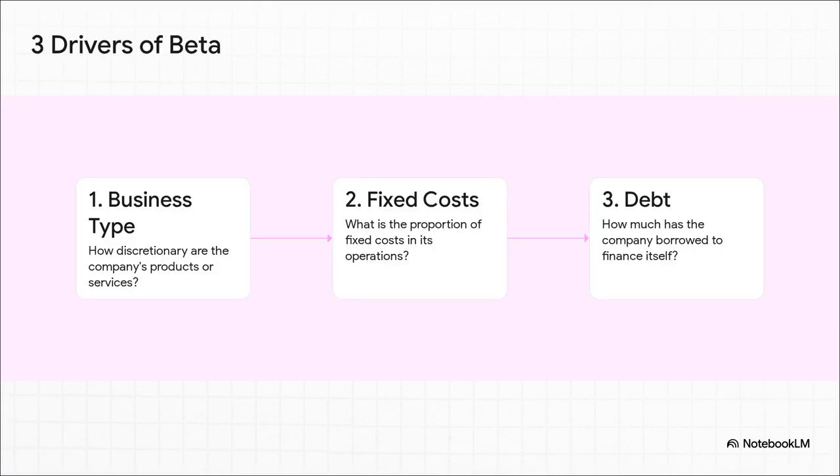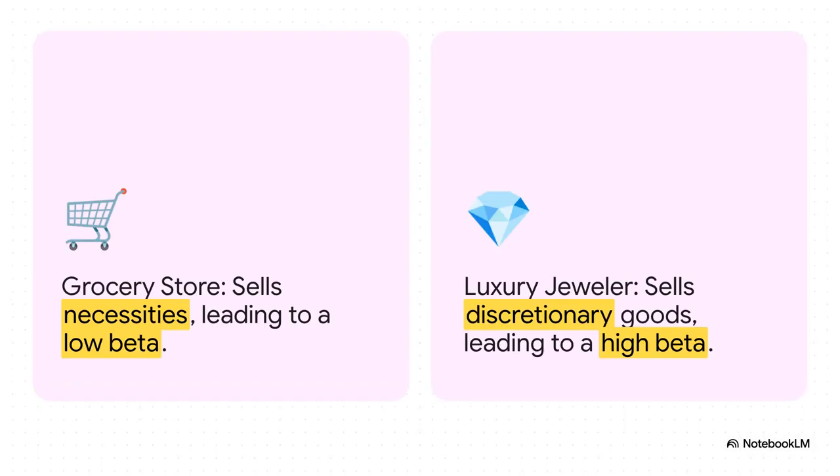So we can boil it down to 3 core drivers. Number 1 is the type of business you're in. Number 2 is your operating leverage, basically how high your fixed costs are. And number 3 is your financial leverage, how much debt you have on the books. Let's just take that first one, the business type.